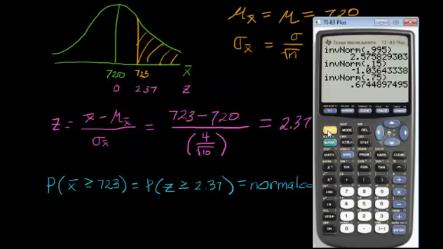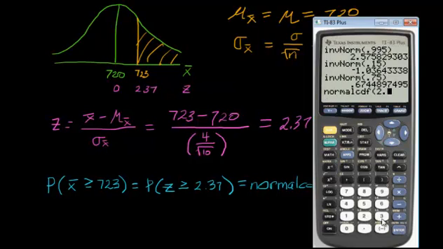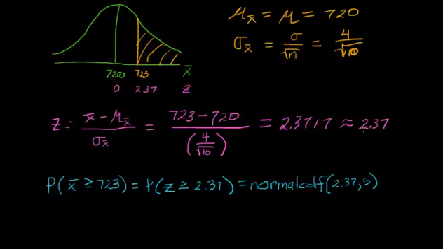So we want our distributions, the second one, normal CDF, 2.37, comma, 5. And we get 0.00889. We're going to round to 4, so I'll write those down. 0.00889, so rounded to 4, 0.0089.